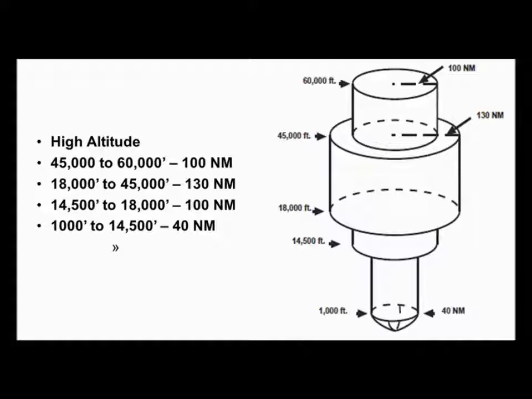But if we get above 14,500 in our turbocharged PA-28 and we put on oxygen, between 14,500 and 18,000, it's 100 nautical miles. And that's the radius, okay? That's the radius, not the diameter. That is the distance from the transmitter.